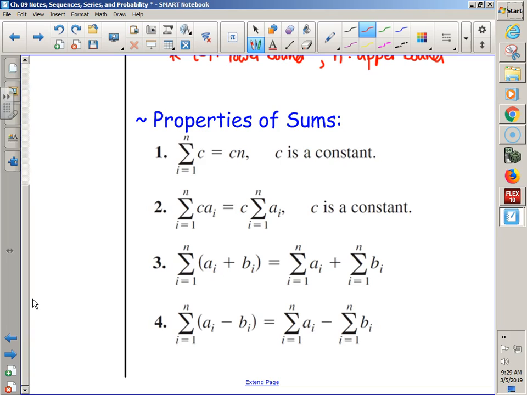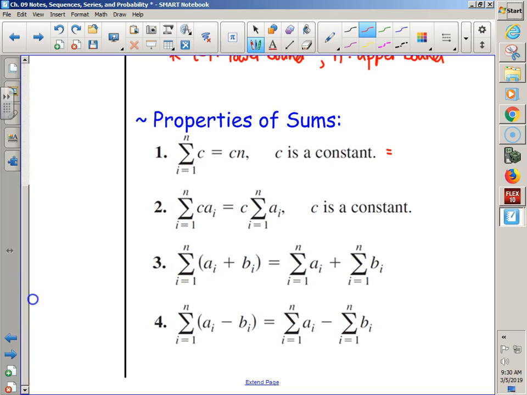We'll get back to our calculators in just a second. These properties, sorry, my words coming out of my mouth today are a bit jumbled. I apologize. Properties of sums. Hey guys, if you see a sigma with a C, like a sigma with a 2 or a sigma with a 10 or a sigma with a 30, why does it equal C times N?